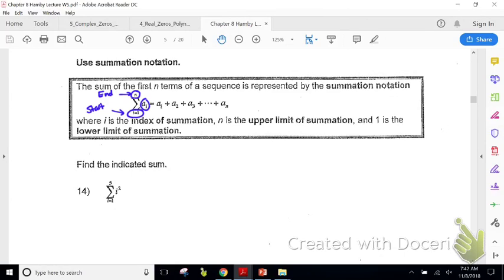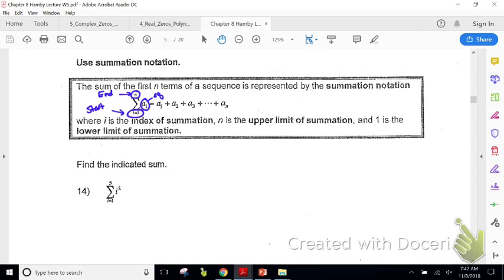And it has an a sub i there. This is kind of like your equation. This is what you're plugging into. And so it tells us that just in different words here. It says where i is the index of summation, n is the upper limit of summation. So index is where you start, upper limit's where you end, and 1 is the lower limit of the summation. So that would mean we'd start at 1 and we'd go to whatever our n is.